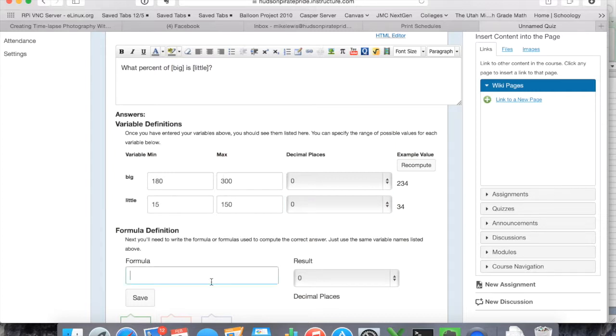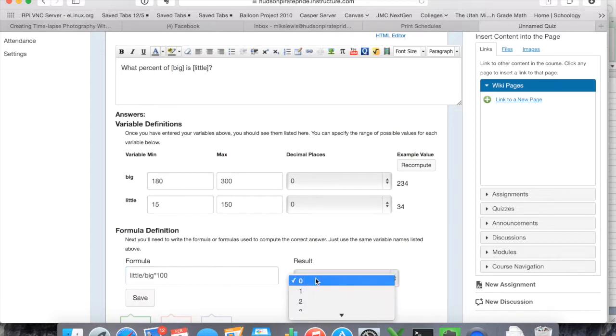And so here's where you put the formula in. I want to know what percent of the big is the little. So I'm going to take little divided by big, and because I want it as a percentage, not a decimal, I'll multiply it by 100.